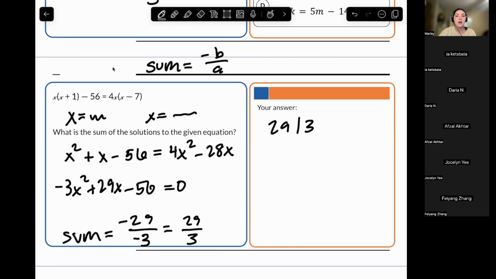Let's just say we didn't remember that sum is negative b over a, right? If we wanted to find the sum of the solutions, we also could have plugged this into Desmos. So I went ahead and did that.